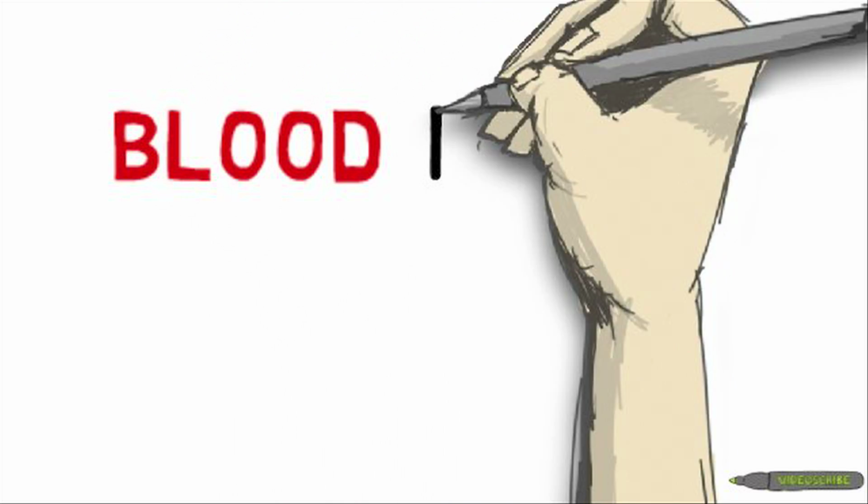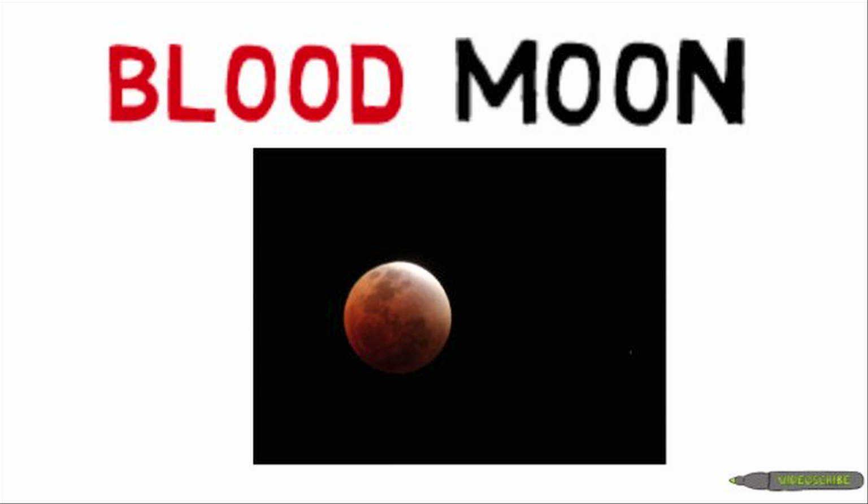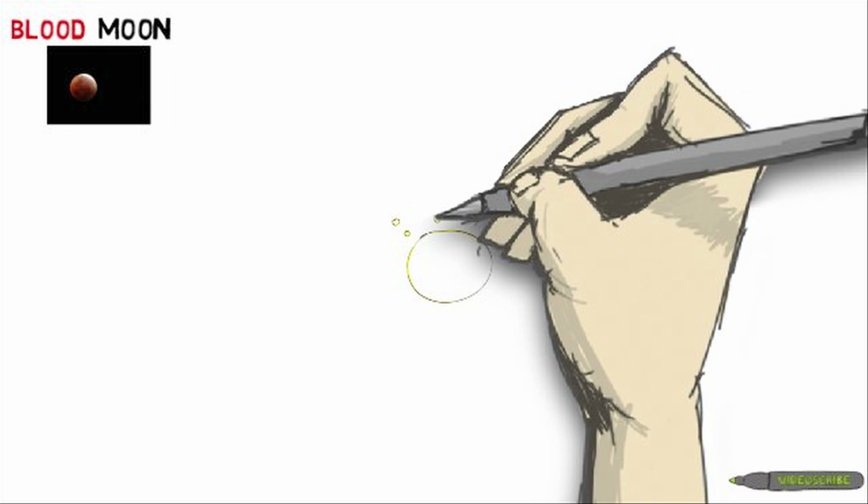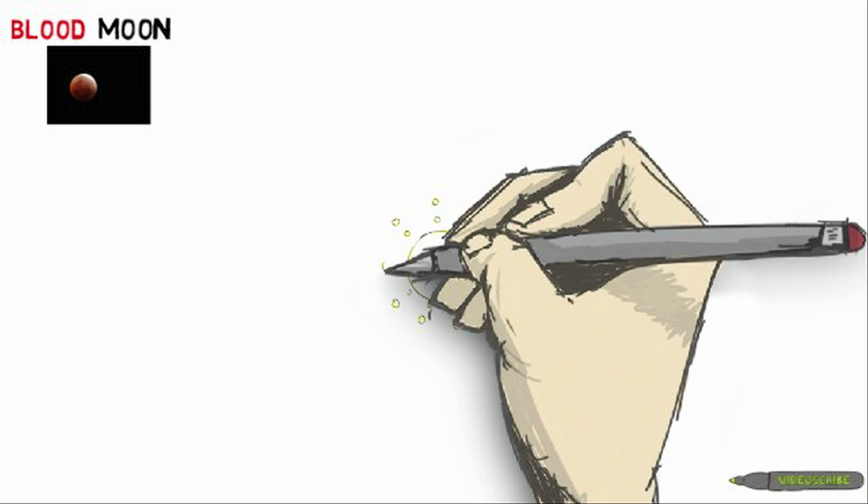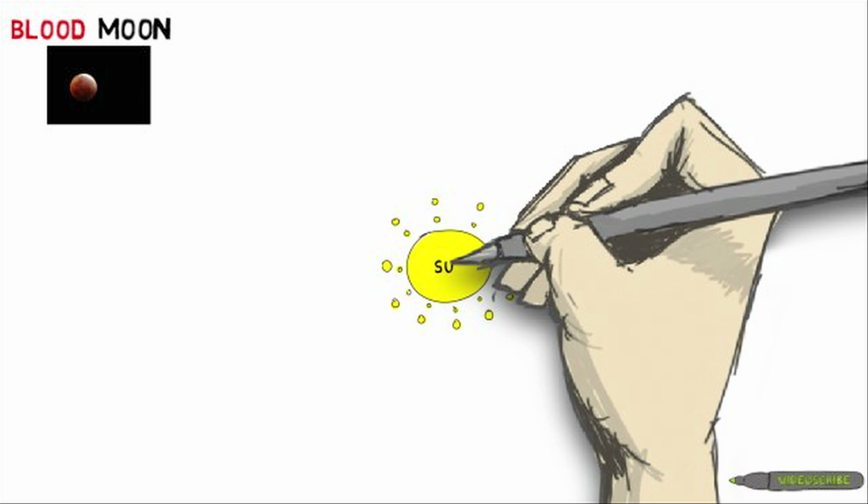Talking about something that is called the blood moon. Blood moon looks something like that. And you know, usually the moon is yellow, but blood moon is red. That's why it's called the blood moon. Now I'm going to explain how the blood moon becomes a blood moon.